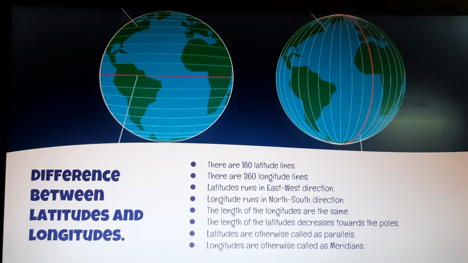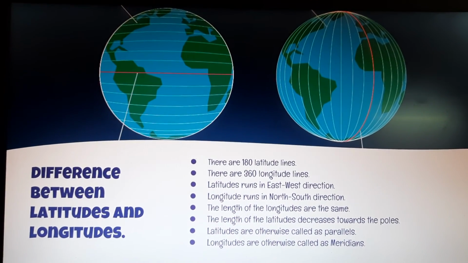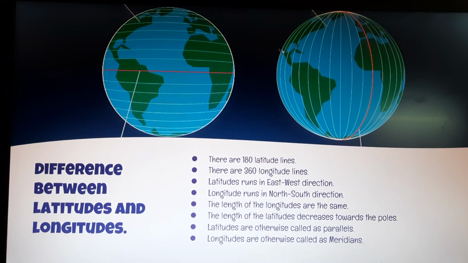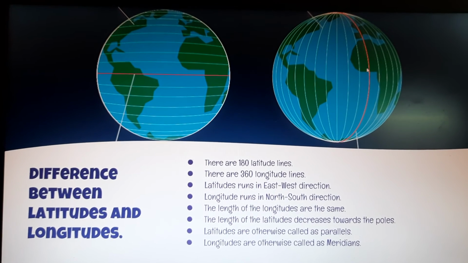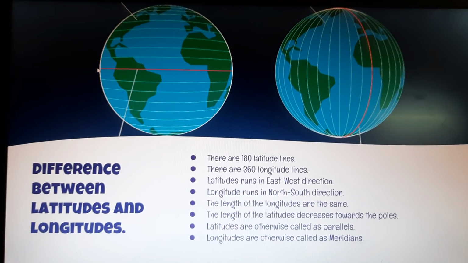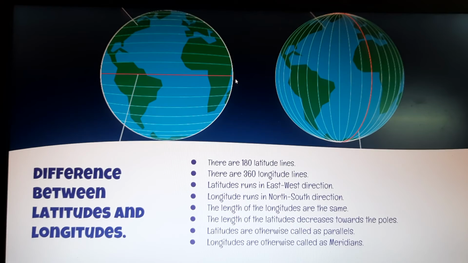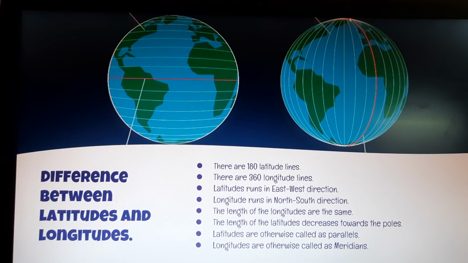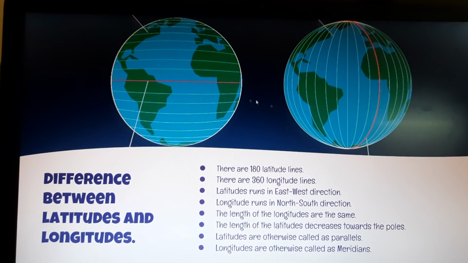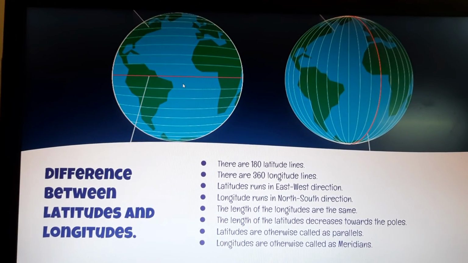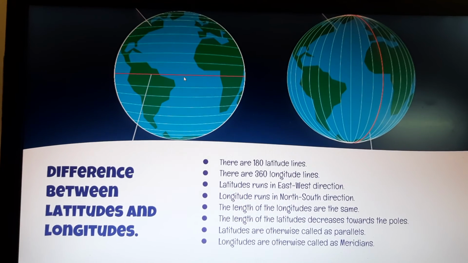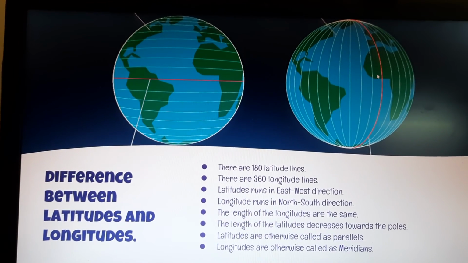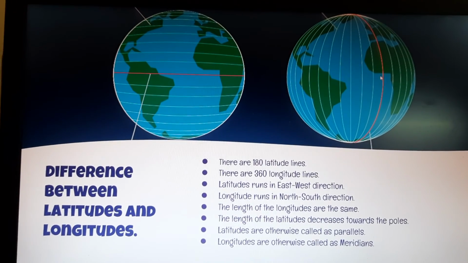So next, here you can find the difference between latitudes and longitudes. In this picture you can find all the lines of latitudes, and here you can find all the lines of longitudes. The latitudes run from east to west as you see in this picture, and all the lines of longitude run from north to south. So the red color mark, what is this red line? This is the equator, that is 0 degree latitude, and here this is the prime meridian or 0 degree longitude.